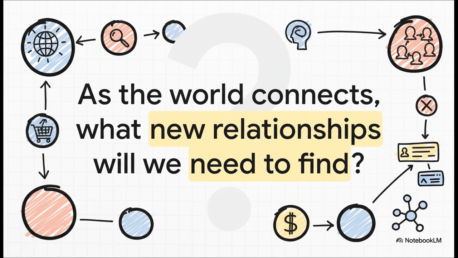We've used graphs to understand our social networks and our financial systems. But as our world gets even more connected, even more tangled, what are the next crucial relationships we're going to need to map out and understand? What new problems will we solve by focusing not on the things themselves, but on how they're all connected? That's the question this technology really leaves us with.